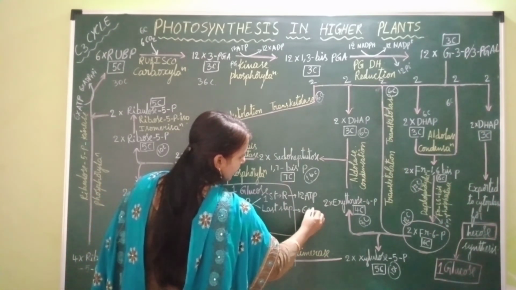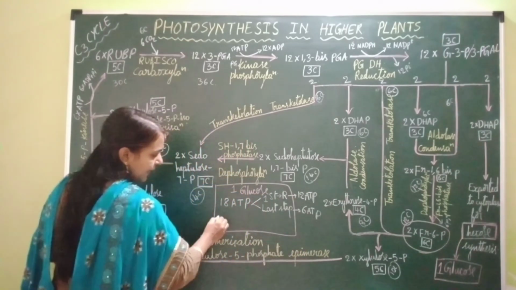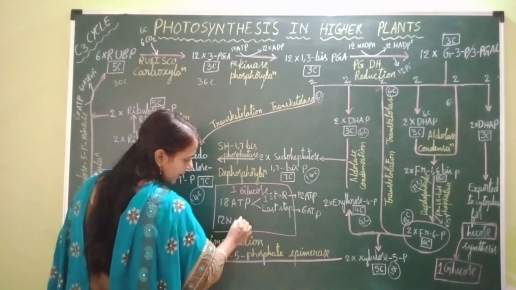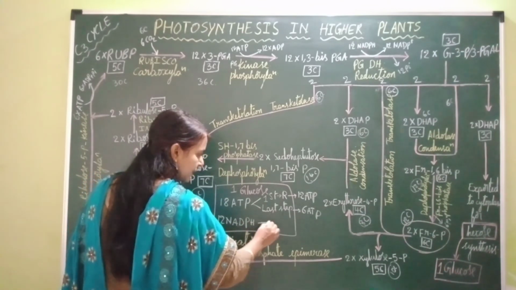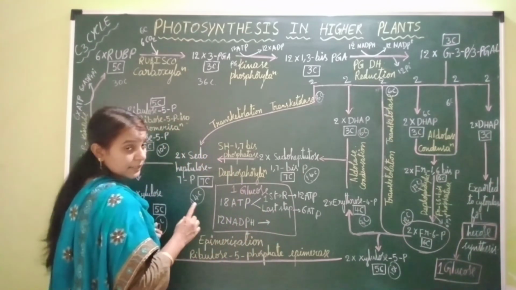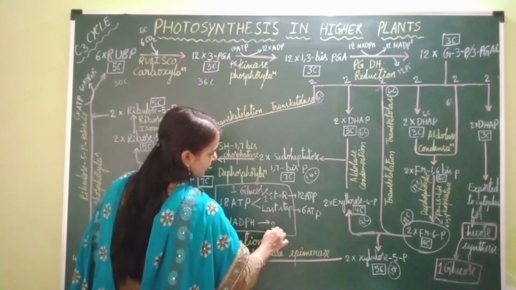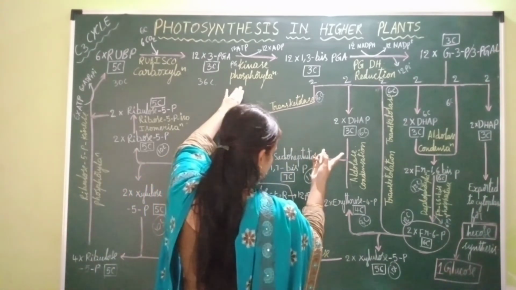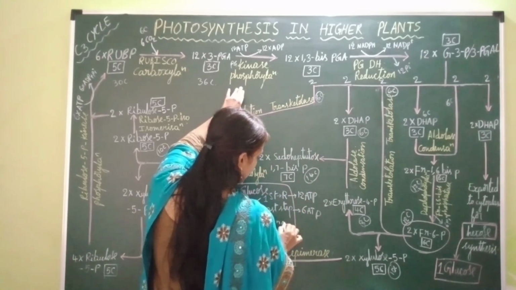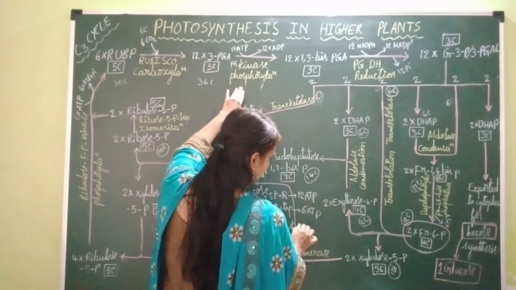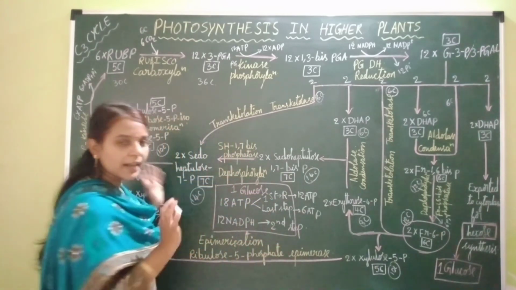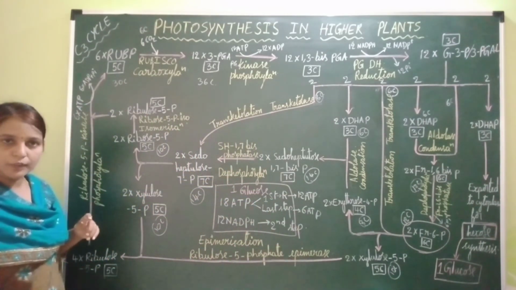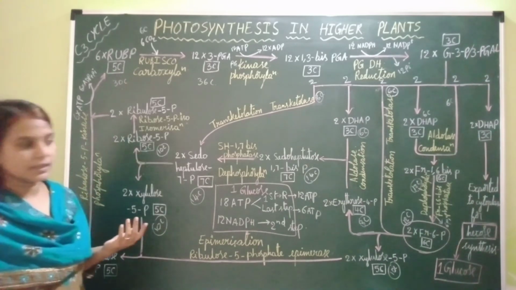6 ATPs are utilized. Next, coming to NADPH. How many NADPH are utilized for the synthesis of glucose? 12 NADPH. Where are they utilized? They are utilized in reduction, the second step of reduction. So reduction involves two steps. One is phosphorylation and the second one is reductive dephosphorylation. In this reductive dephosphorylation, how many NADPH are utilized? 12 NADPH are utilized. So this is about the energetics of the Calvin cycle, that is the C3 cycle.